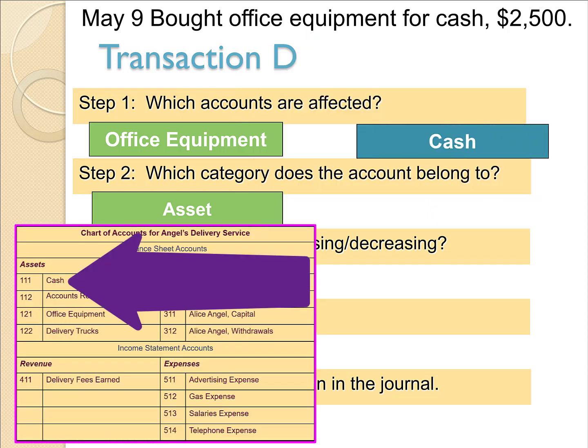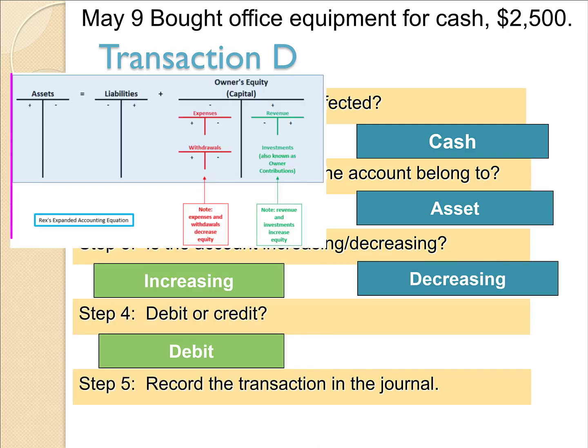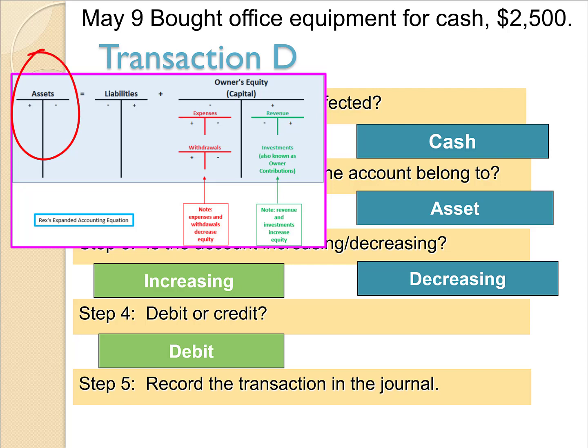And what did we say the other account was? Cash. Cash is what type of an account? It's an asset. And is cash increasing or decreasing? Well, we bought office equipment for cash, so cash is decreasing. And then we look at our accounting grid, and if cash is decreasing, is that a debit or a credit? Well, you know it has to be a credit because the other account was debited, but check your accounting grid just to make sure that it makes sense in case you got the other one wrong. Cash does decrease with a credit.